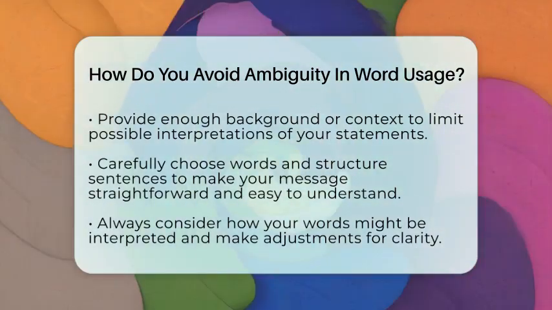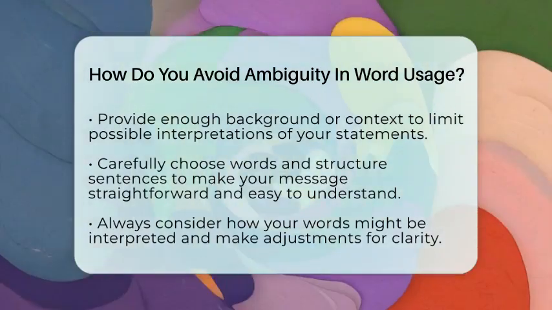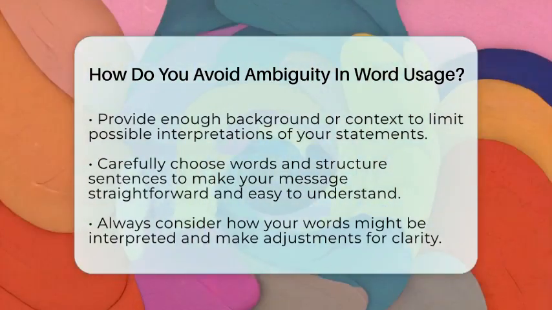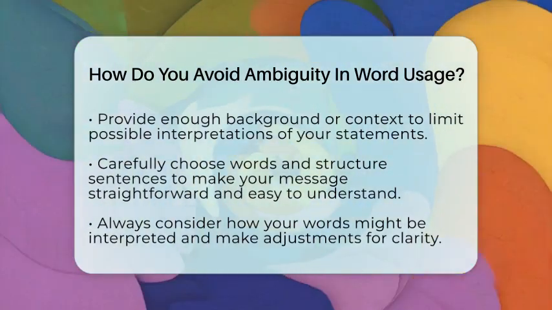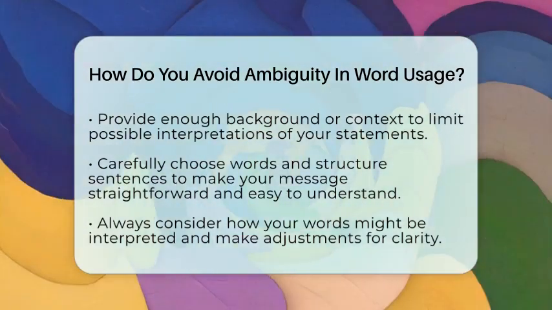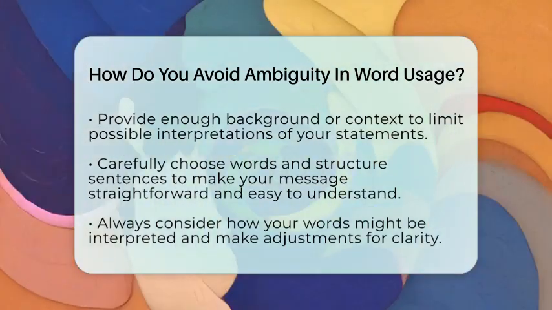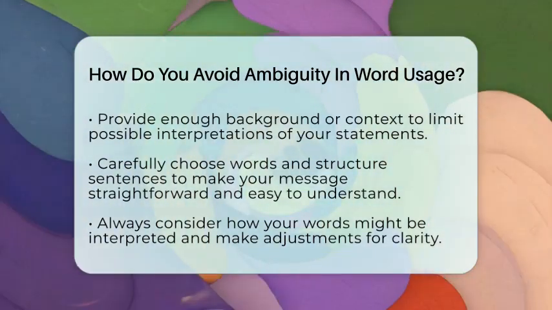To sum up, avoid ambiguity by choosing precise words, structuring sentences carefully, using specific descriptions, and giving enough context. Always think about how your words could be interpreted and adjust accordingly. When you do, your language becomes clearer, more direct, and easier for everyone to understand.